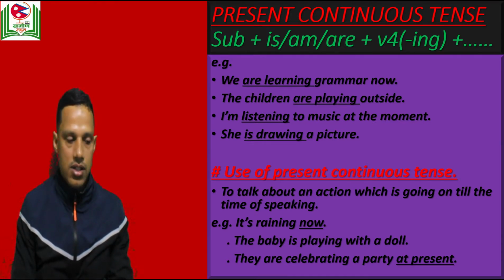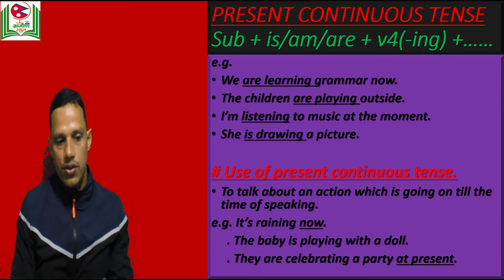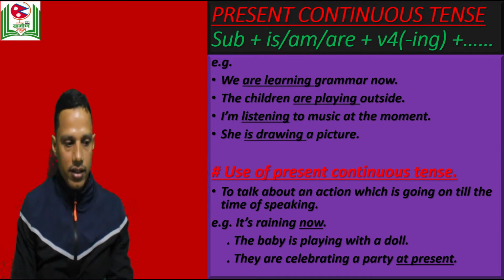We use present continuous tense to talk about an action which is going on at the time of speaking. For example, it's raining now. The baby is playing with a doll. They are celebrating a party at present. These sentences indicate events that are going on at the time of speaking. And you can notice the adverbs used in present continuous tense, like now, at present, at the moment, etc.